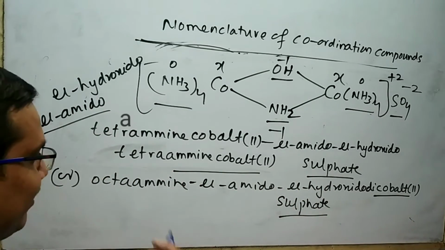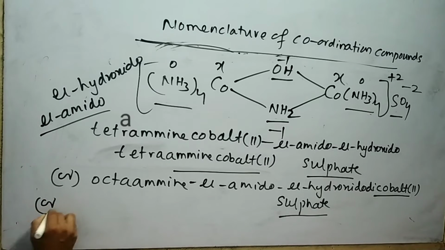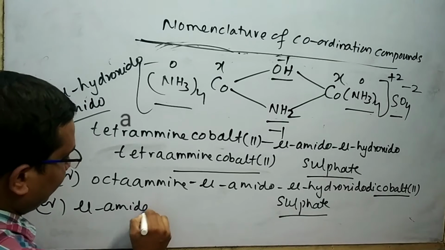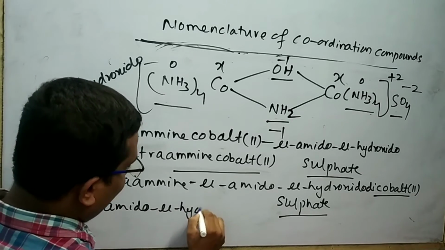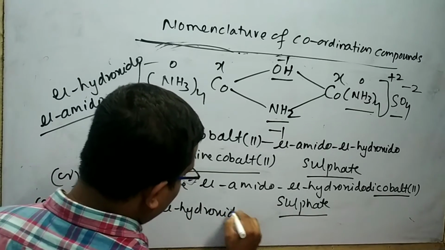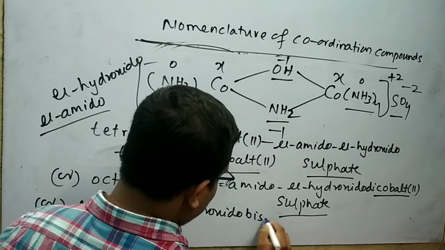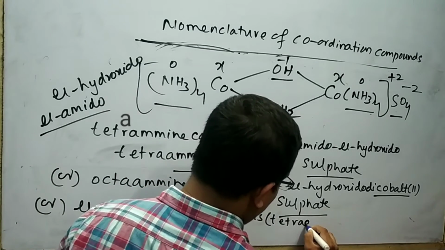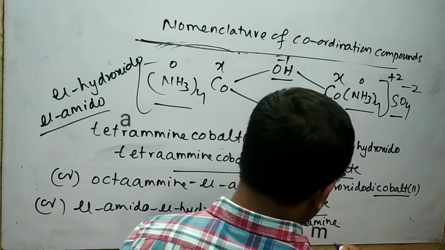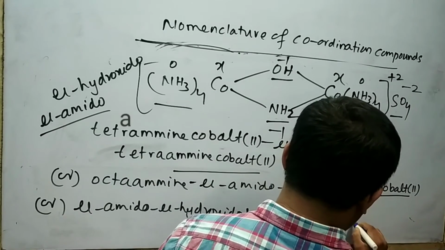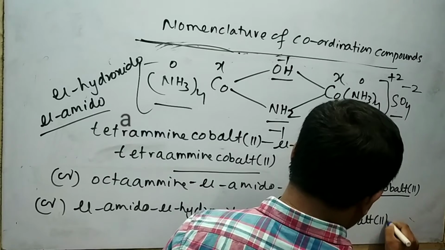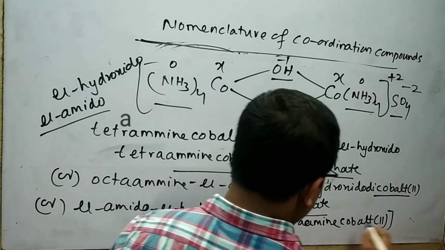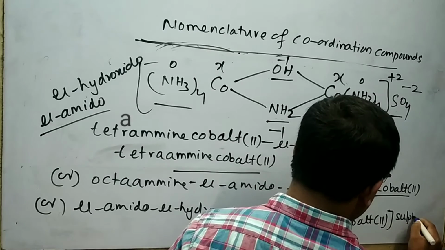This can also be minimized. We can also write mu amido mu hydroxido bis tetraamine cobalt II sulfate.